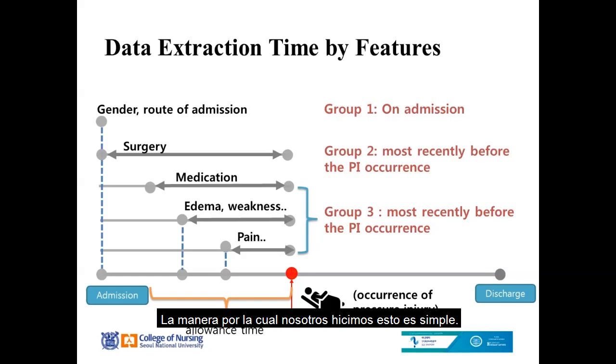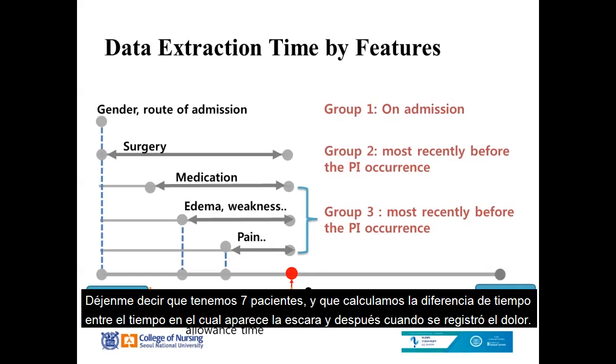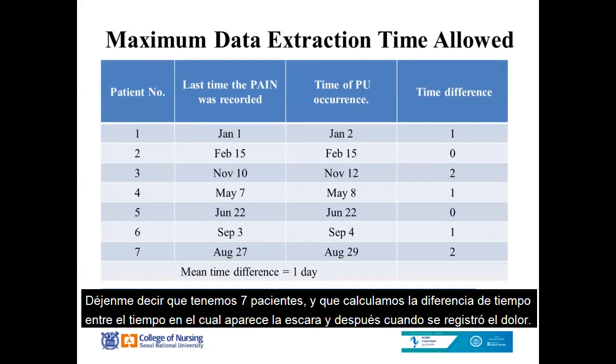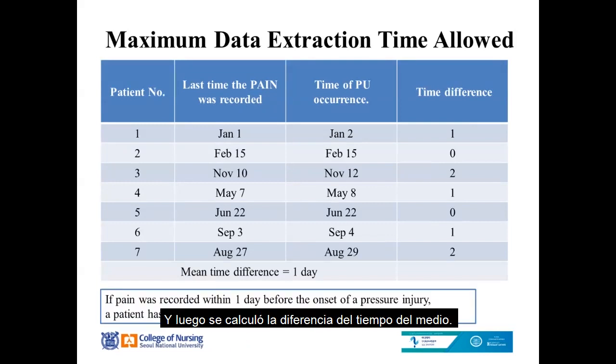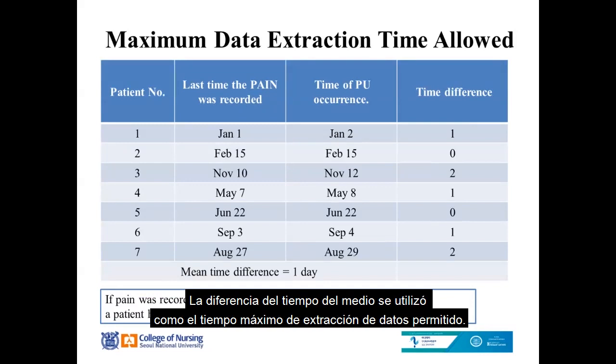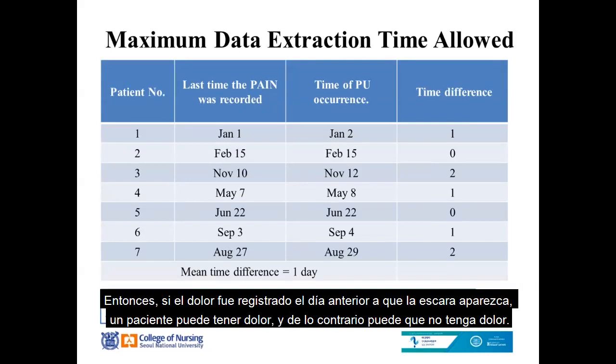The way we did is this simple. Let me say that we have 7 patients. We calculate the time difference between the time of pressure injury occurrence and the last time the risk factor, in this case pain, was recorded. And then the mean time difference was calculated. The mean time difference was used as the maximum data extraction time allowed. So if pain was recorded within 1 day before the onset of a pressure injury, there is pain, otherwise no pain.